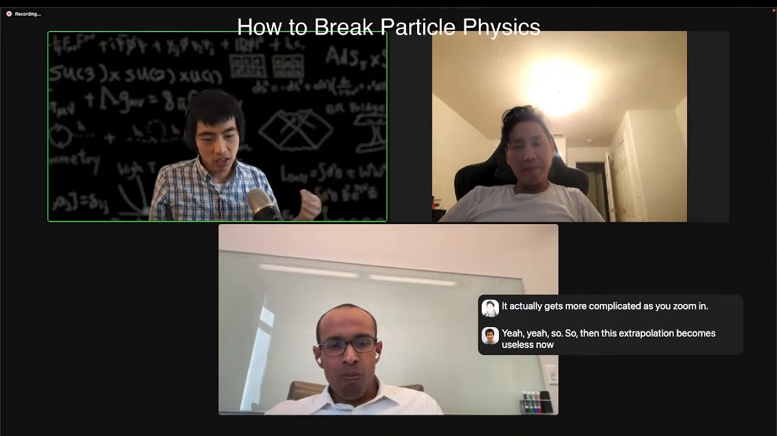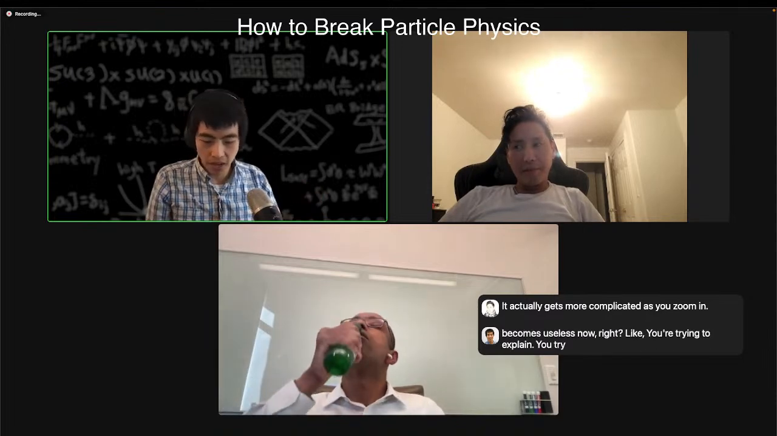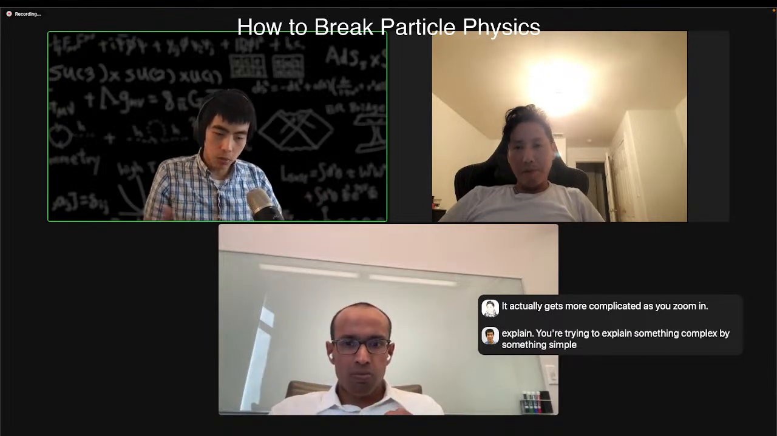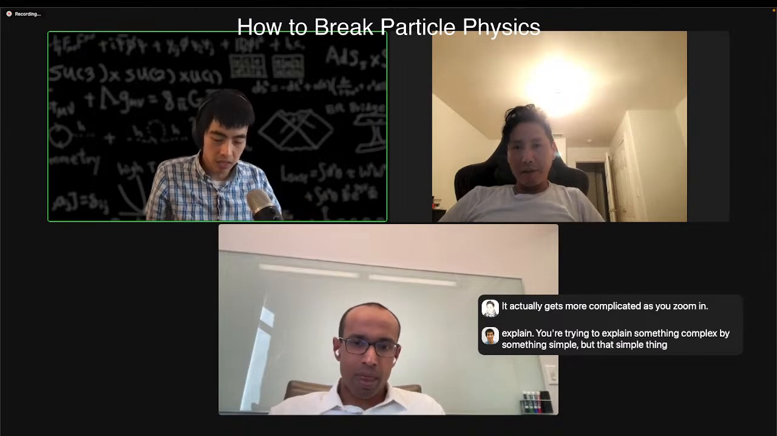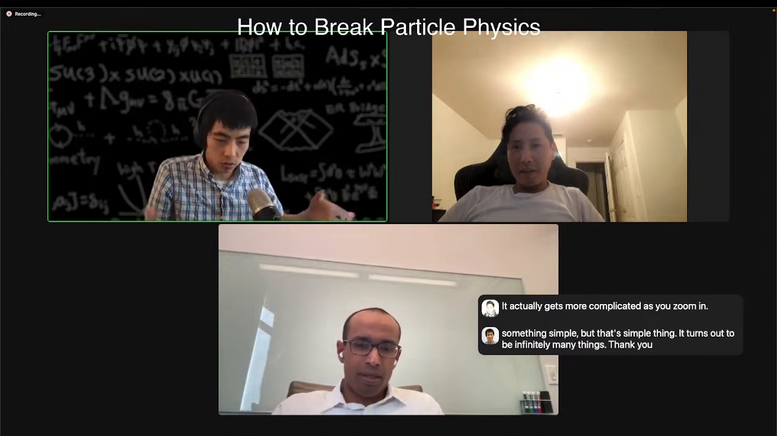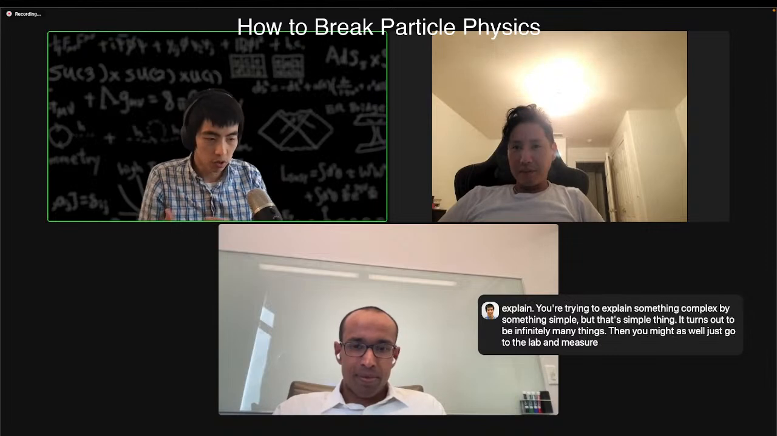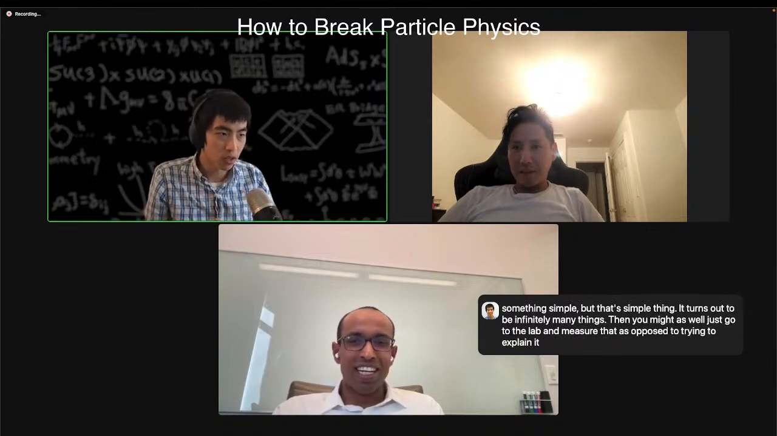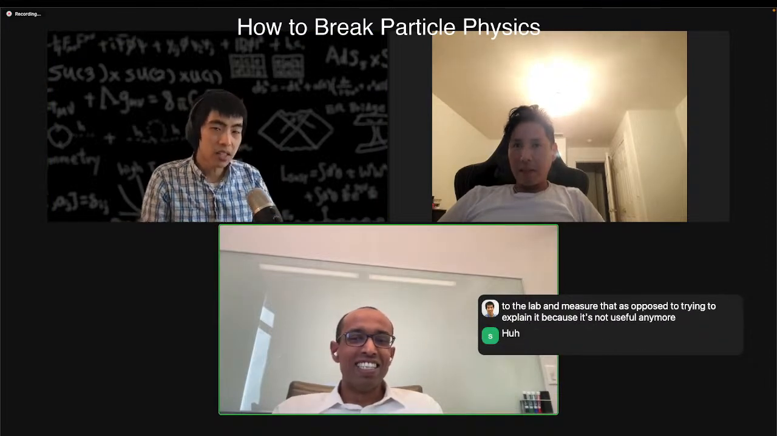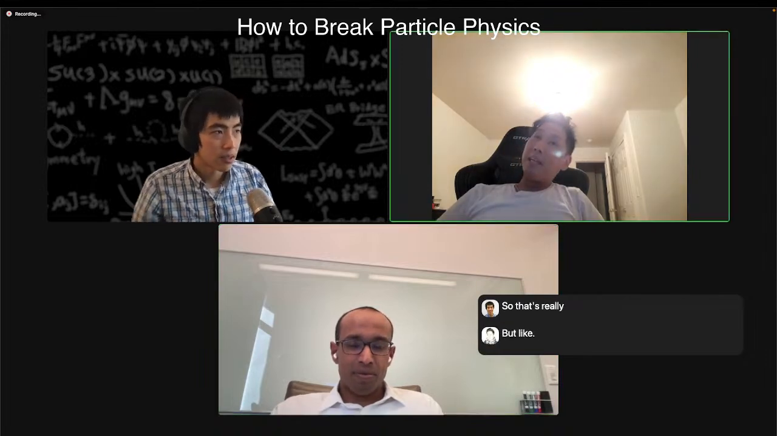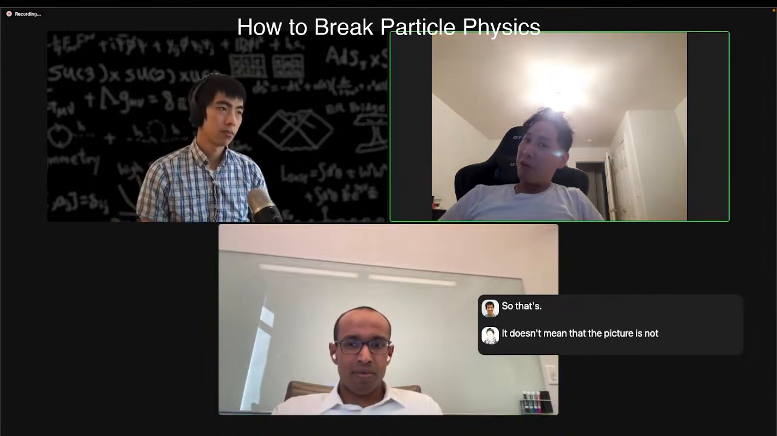You're trying to explain something complex by something simple, but that simple thing turns out to be infinitely many things. Then you might as well just go to the lab and measure that, as opposed to trying to explain it, because it's not useful anymore. By the way, it doesn't mean that the picture is not true.